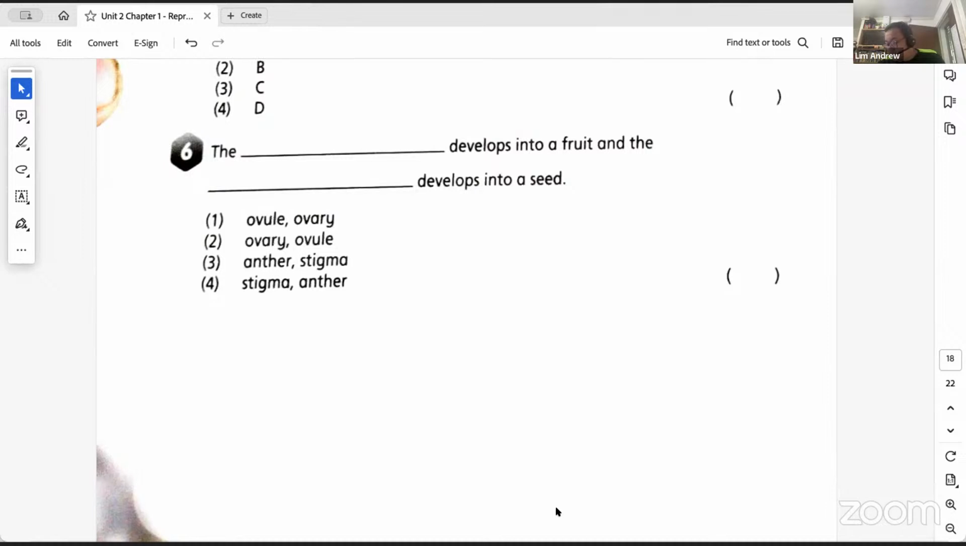Yes, Roland. I choose number 2, ovary and ovule. I understand. Very good. Thank you very much. All right, yes, you're right. The ovary develops into a fruit and then the ovules develop into a seed after fertilization. Well done. Let's carry on.